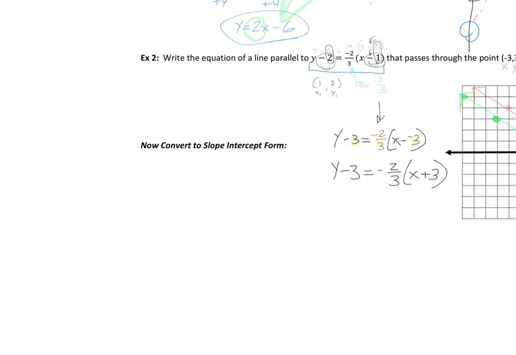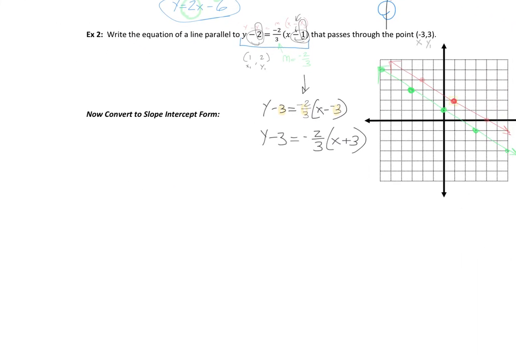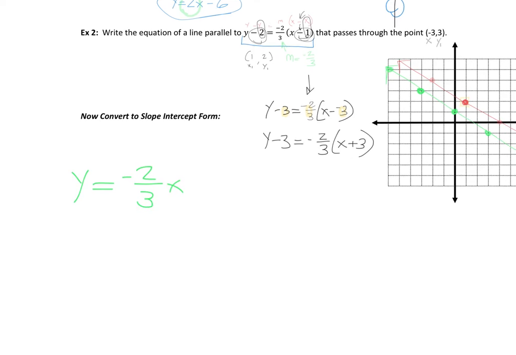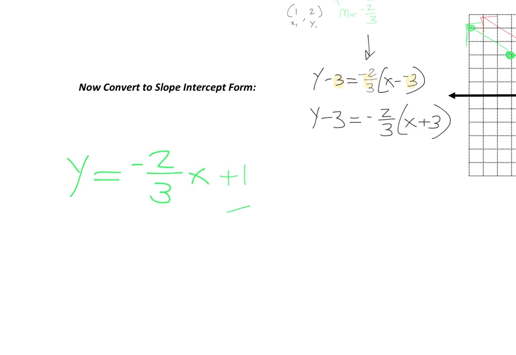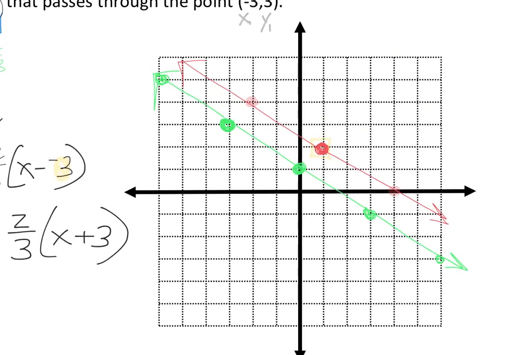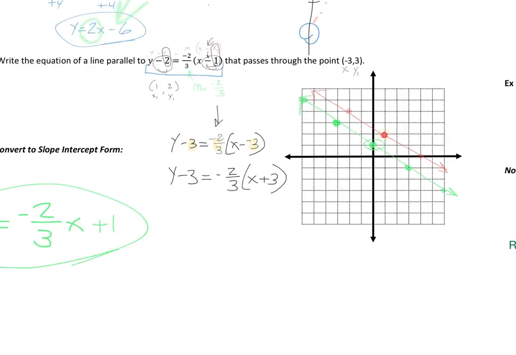Okay. Now, it says convert to slope-intercept form. I will do that, but we should actually already know what our equation of y equals mx plus b would be for our green line, because we knew the slope. It's negative 2/3. And we can visually see the y-intercept is 1. All right, I can see that on the graph.